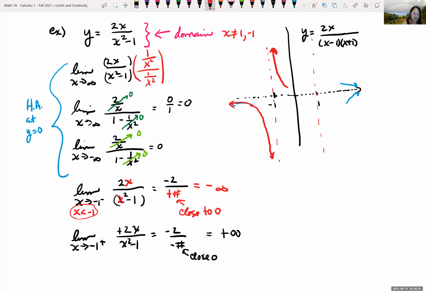Notice that I can see that we have a y-intercept. Let x equal 0 in our original equation. We get 2 times 0, all over 0 squared minus 1. So we get 0 over negative 1. So I can see that I'm going to cross or touch the x-axis at 0, 0. So now I need to see what's going on as we look at coming into 1 on the left.